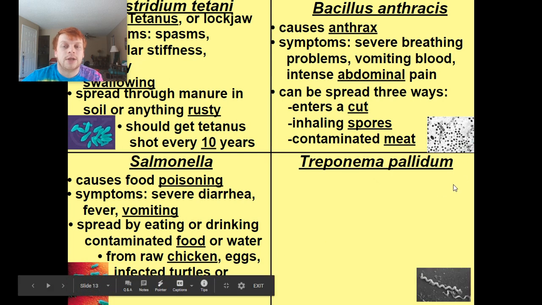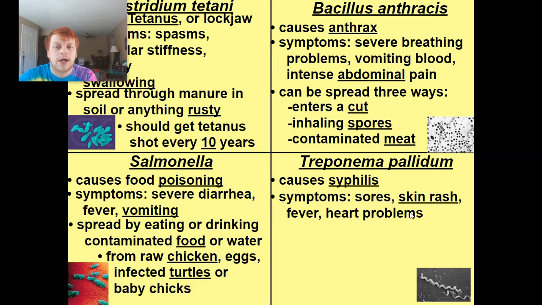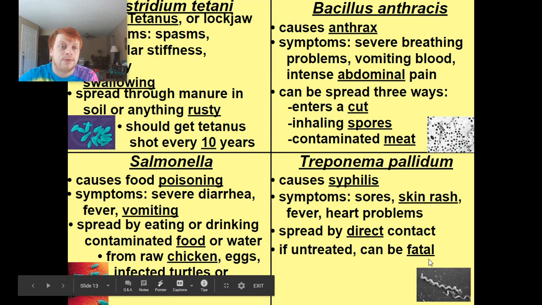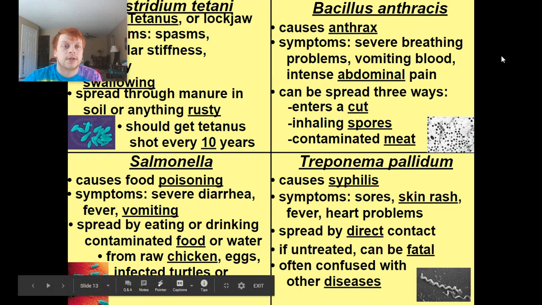And then we have Treponema pallidum. We already talked about treponema. You can see the little spirilla down here. It causes syphilis, which is a sexually transmitted infection. And symptoms would be sores, skin rash, fever, heart problems. It's spread through direct sexual contact. And if it's untreated, it can be fatal, but it's easy to fix if it's caught early. So if you are sexually active, make sure that you are getting tested every 3 to 6 months in order to make sure that you catch these types of things early if you get them.